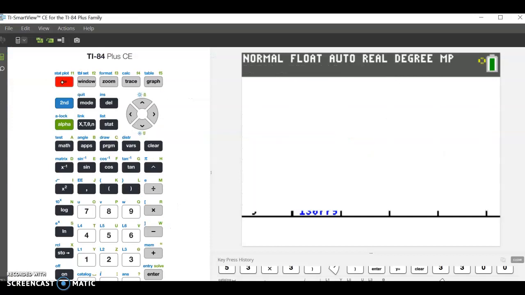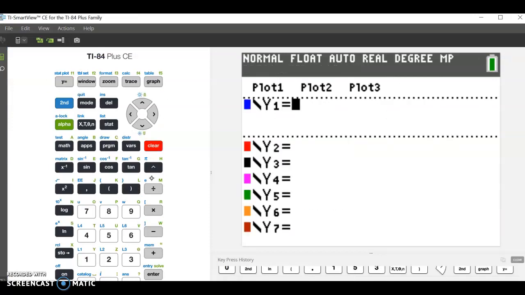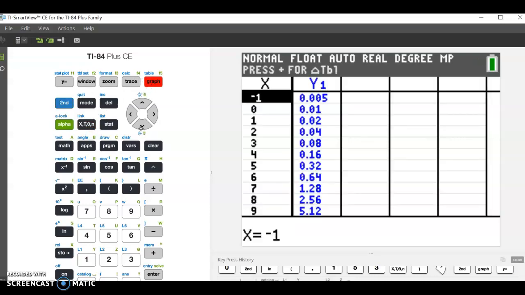So I'm going to go back into y equals, and I'm going to put in here, let's see, so I'm going to put 1 cent times 2, and then raise that to the x power. Okay, and then I'm going to look at the table again. Right, so you can see that on day 1 we have 1 cent, actually day 0. So maybe this is off, these days are off by 1, I guess.